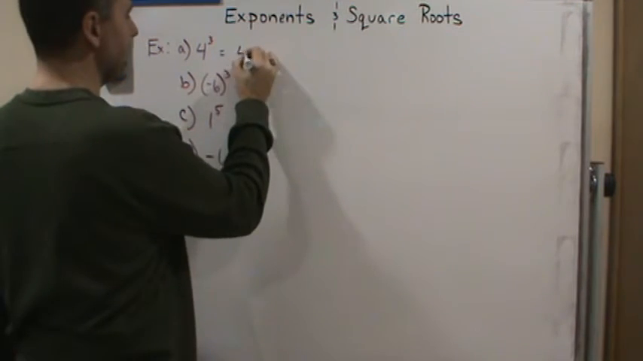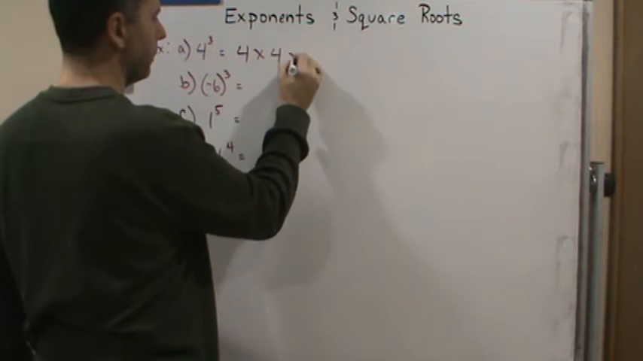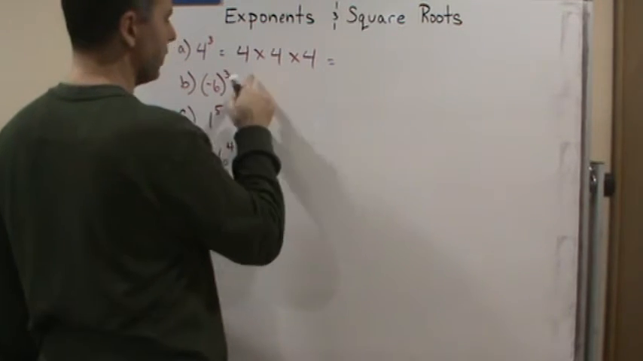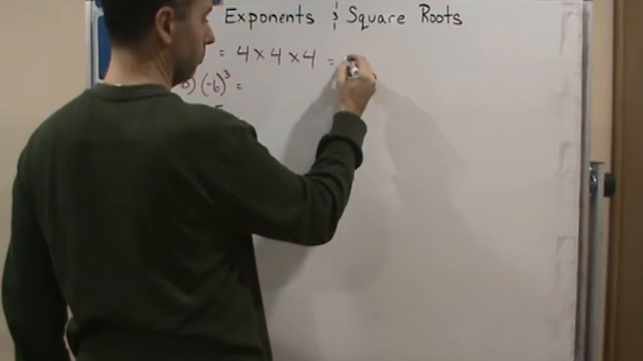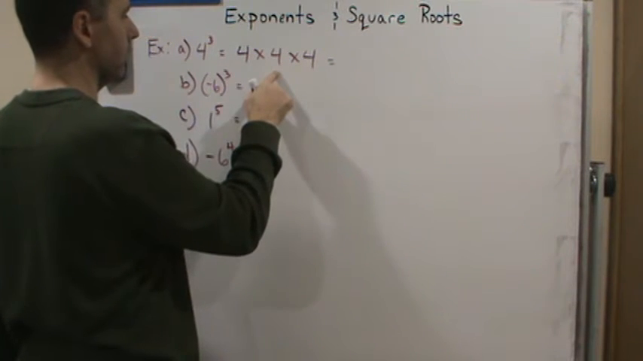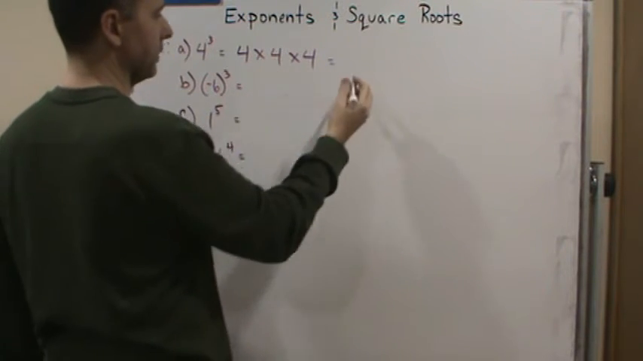So that means that this is going to be 4 times 4 times 4, which is going to be 4 times 4 is 16, times 4 is 64. Yes, 64.